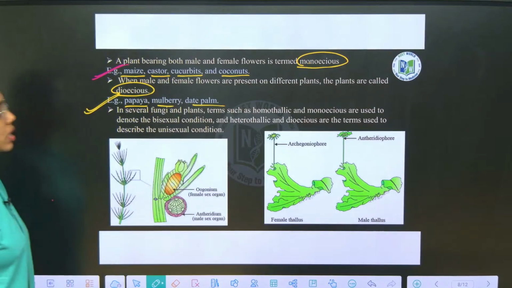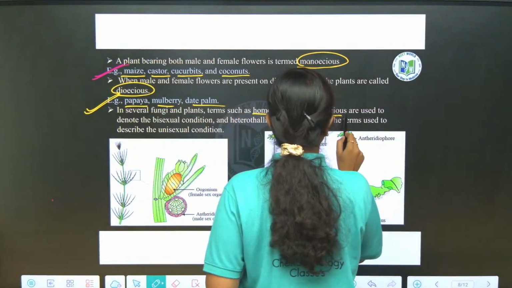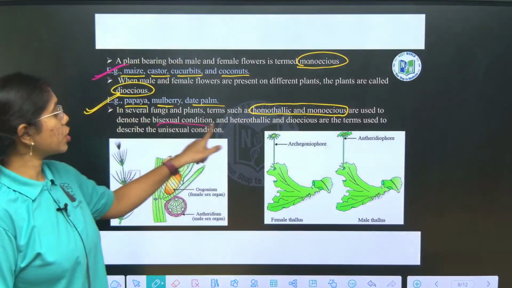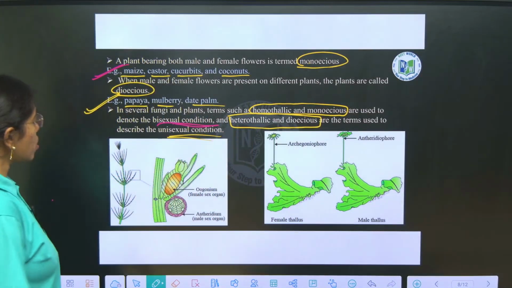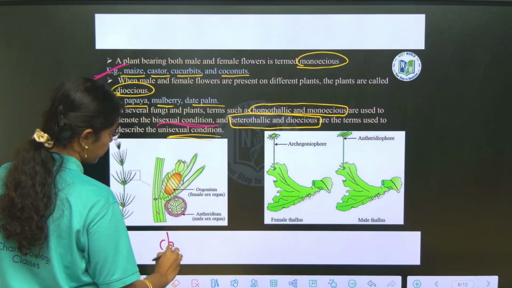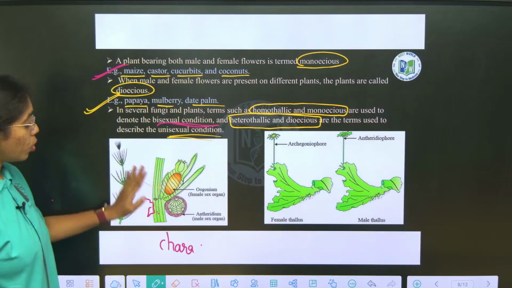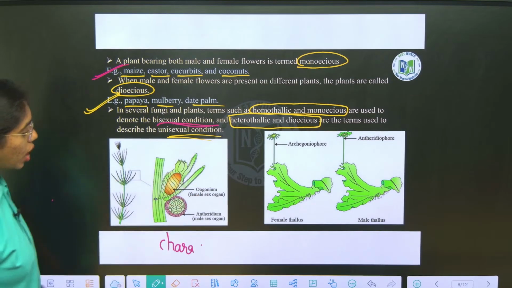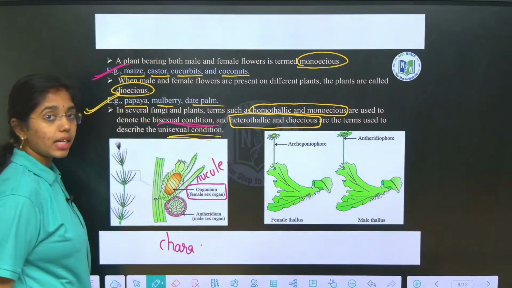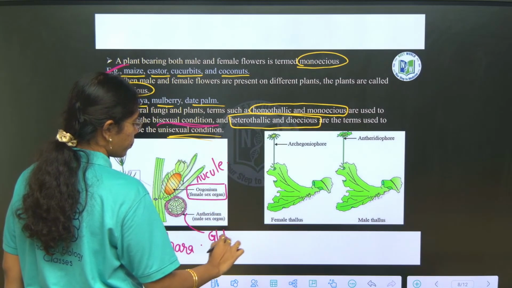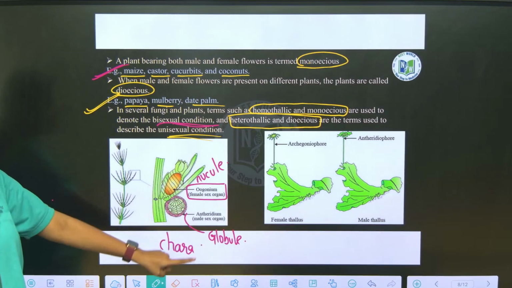Several fungi and plants are described as homothallic; homothallic is also used as a synonym for what? Monoecious, used to denote the bisexual condition. Heterothallic or dioecious will denote what? The unisexual condition. Here, the best example of the homothallic condition is Chara. Chara is homothallic, bisexual or monoecious, wherein Chara has both female and male sex organs. The female sex organ is the oogonium or nucule. The male sex organ is the antheridium or globule.